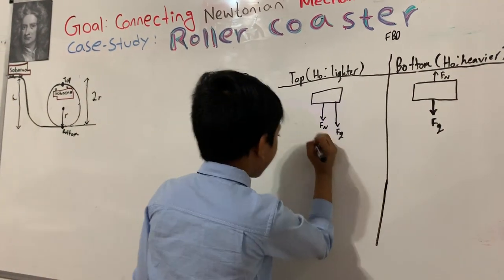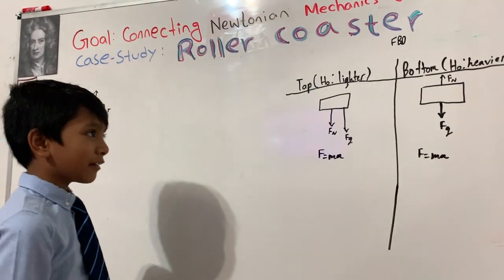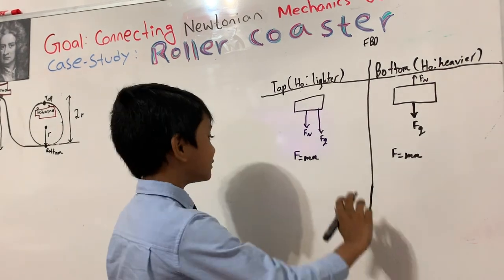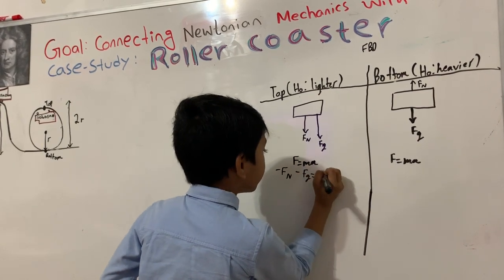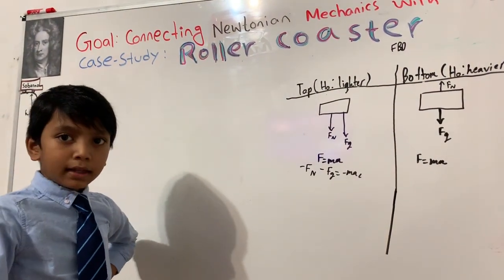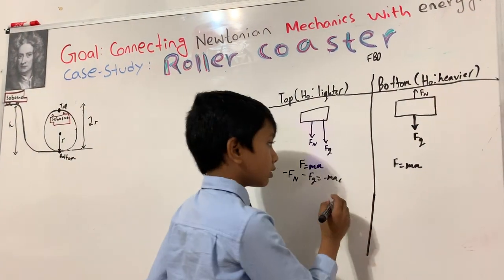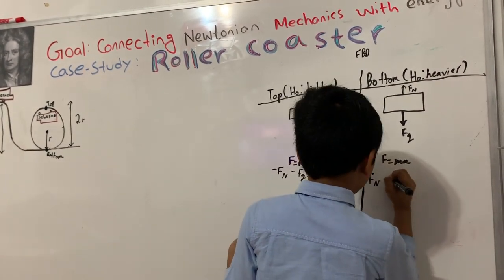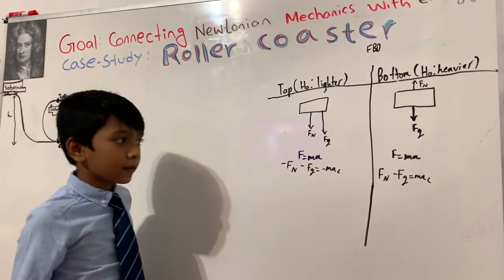So now, let's put F equals ma, the famous equation, in both of these areas of the table. Fn minus Fg equals negative mac, because both of these forces are pulling down, which we assume is negative. Now, let's put this equation: Fn minus Fg equals mac, because it's how much you want to accelerate up here.